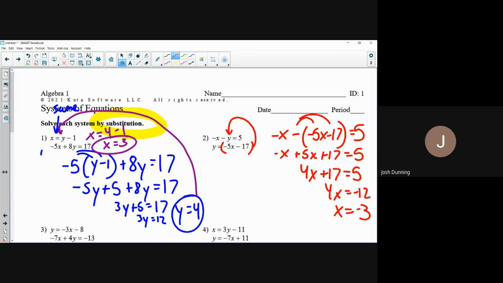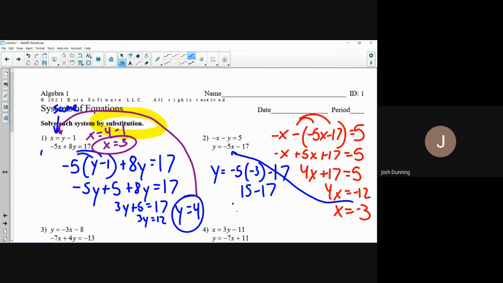All right, now we need to find y. Again, go back to one of these originals. If I want to solve for y, the bottom equation says y equals, hey, that's easy. X is negative 3. I'll plug that in. Negative 5 times negative 3 is positive 15. So y is negative 2.